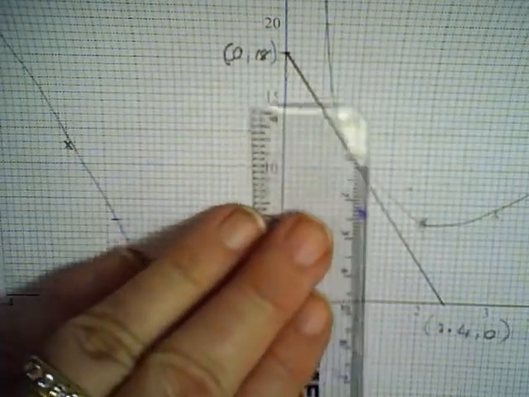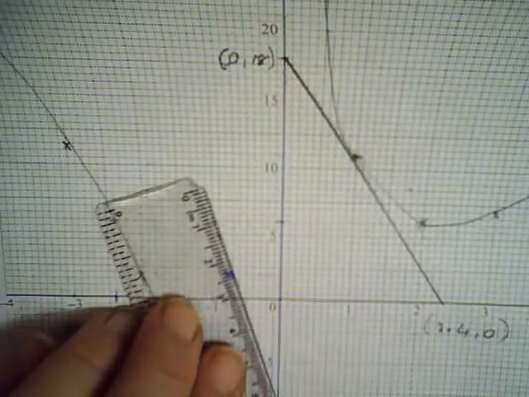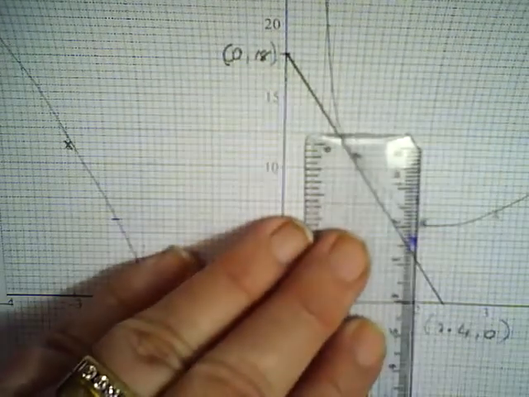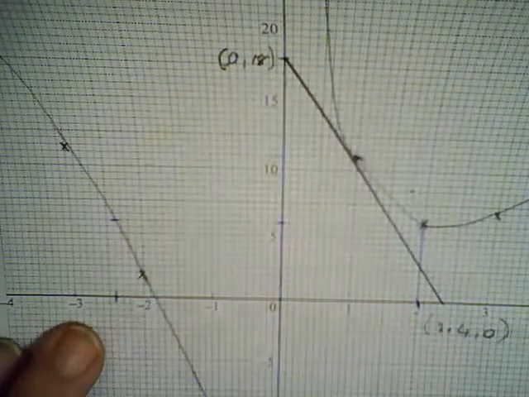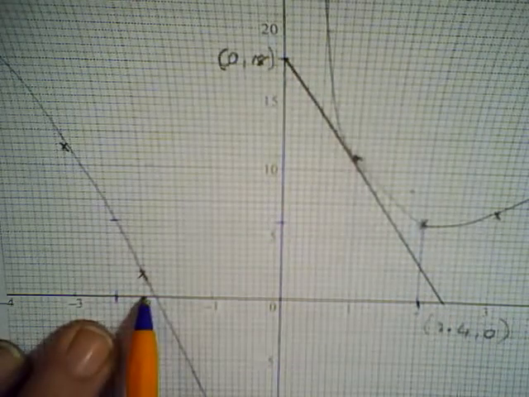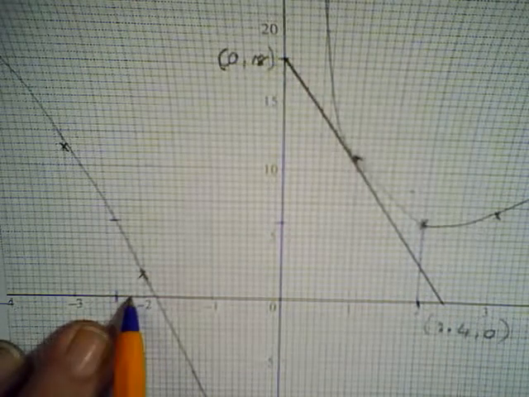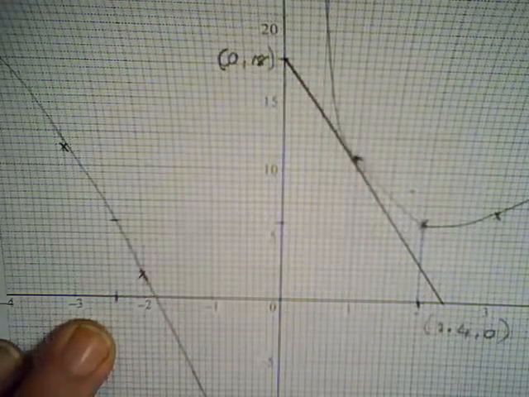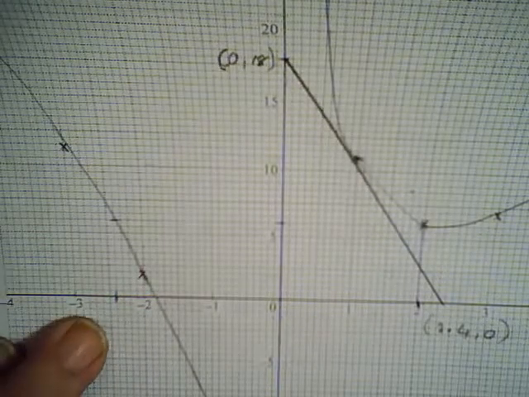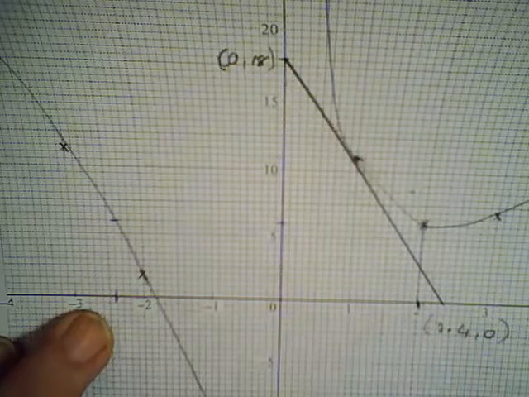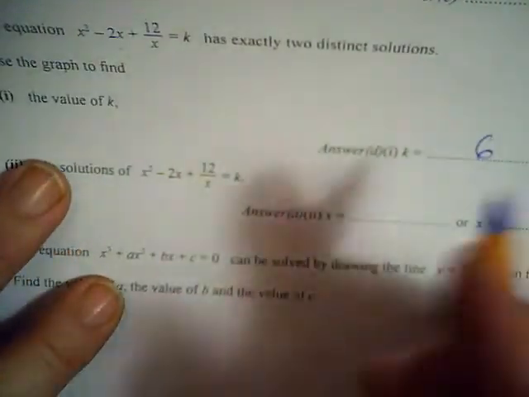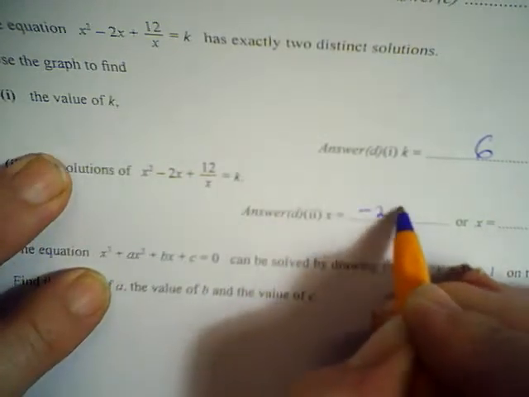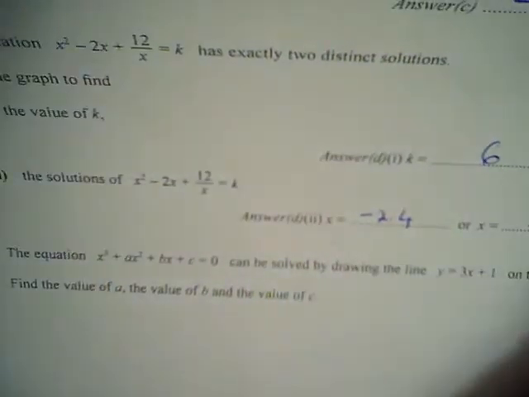So it's over there. Now that's 2. Okay, and we have to look here. 2.1, 2, 3, 4. So negative 2.3, negative 2.4 and 2. So I have my solutions there. Negative 2.4 and my x value is 2.